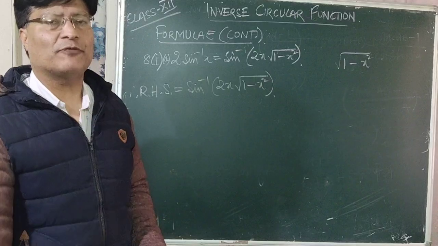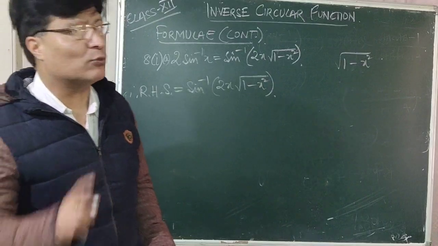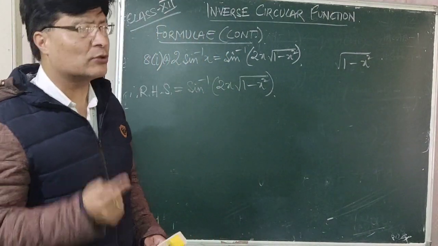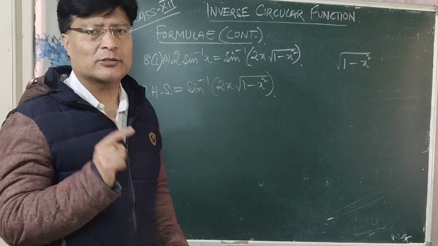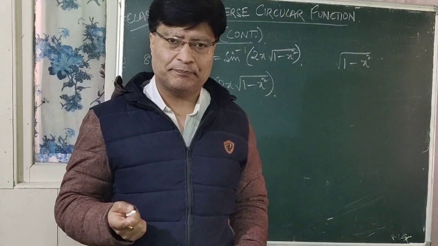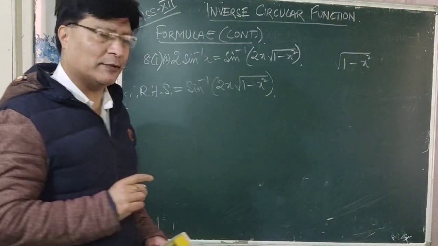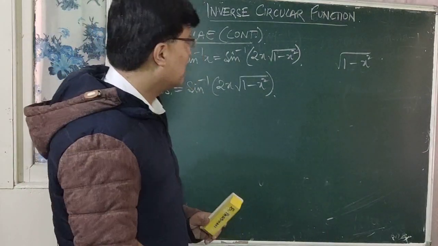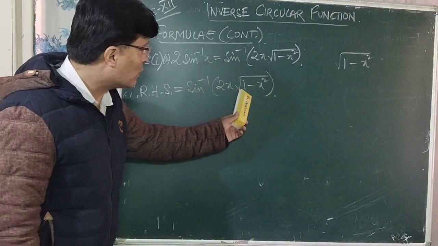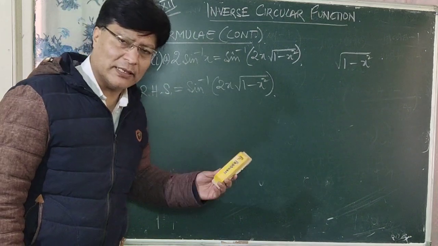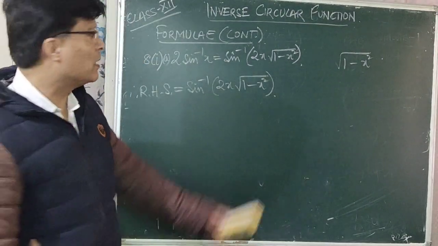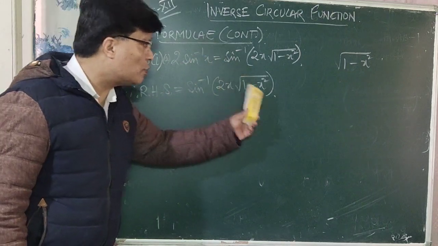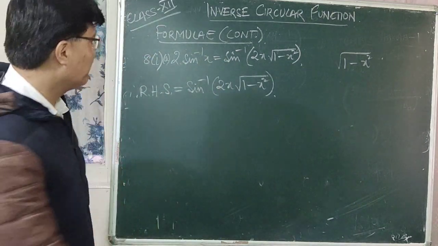Because you know the formula root over 1 minus sine square theta is equal to cos theta. If you put x is equal to cos theta, then it will be root over 1 minus cos square theta, which is equal to sin theta. Clear? You should know this formula because it is done in class 10, right? So if there is root over 1 minus x square, then you can put either x is equal to sin theta or cos theta. But in this case, since you have to prove 2 sin inverse x, you put x is equal to sin theta.